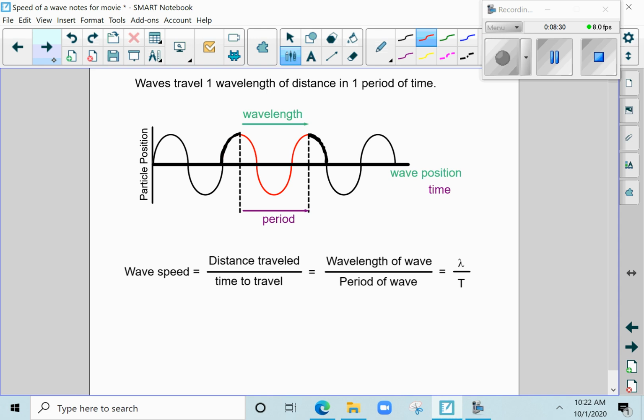When a wave travels, it can only travel one wavelength in one period. So if I wanted to find the speed of a wave, and speed is always distance over time, the distance the wave travels is one wavelength. The time would be one period. So the speed of a wave is really just one wavelength per period. If I had 5 wavelengths, it would take 5 periods, which would reduce back down to one wavelength per period.